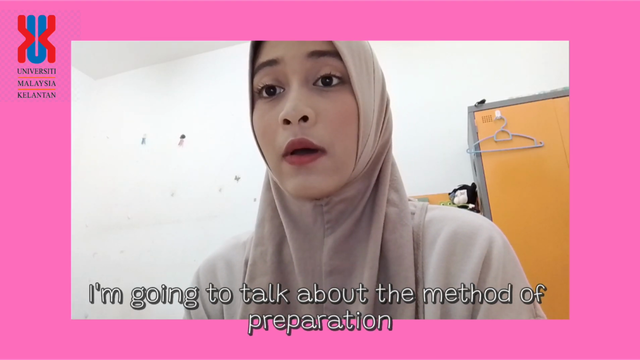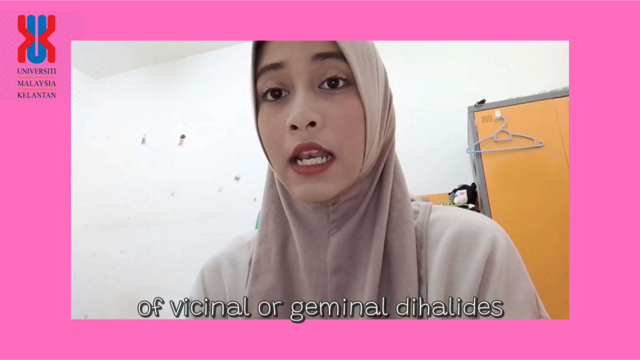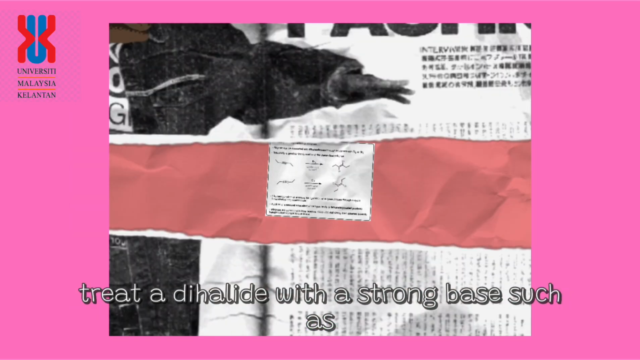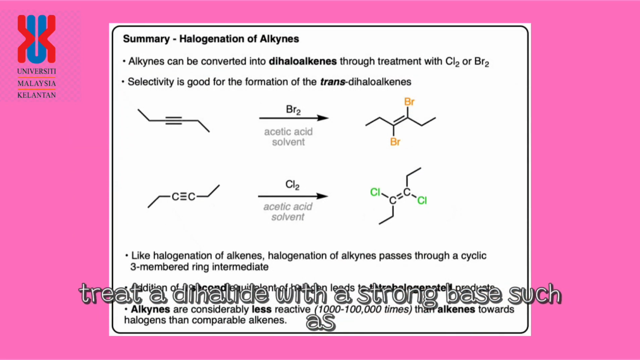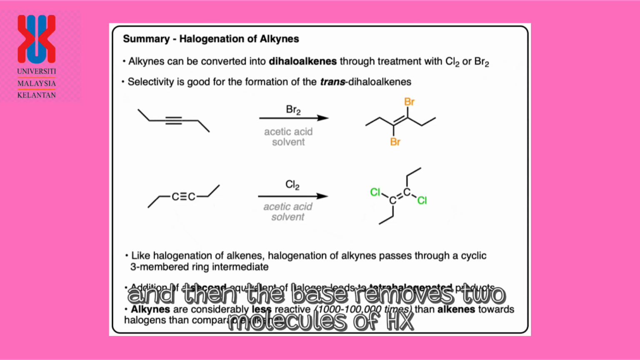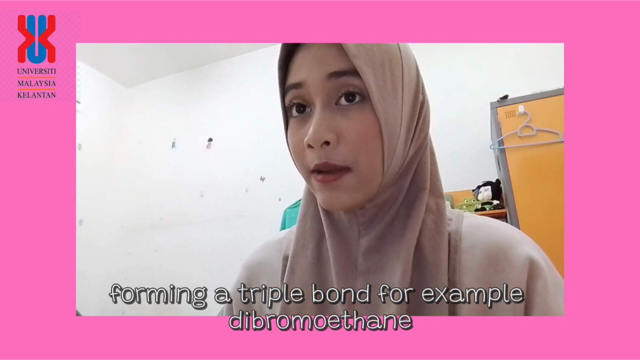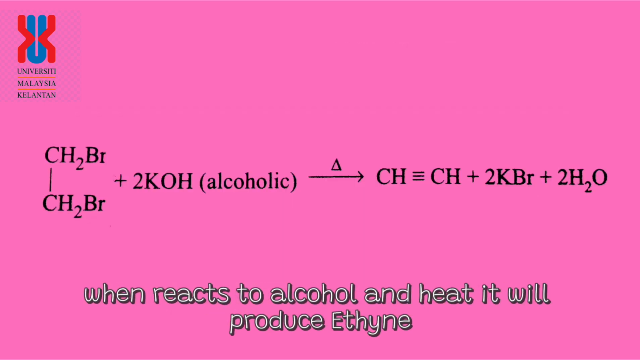And then I'm going to talk about the method of preparation. Alkynes can be prepared by dehydrohalogenation of vicinal or geminal dihalides. Treat a dihalide with a strong base such as KOH in alcohol or NaNH2 in liquid ammonia, and then the base removes two molecules of HX, forming a triple bond. For example, dibromoethane, when reacted with alcoholic KOH and heat, will produce ethyne.